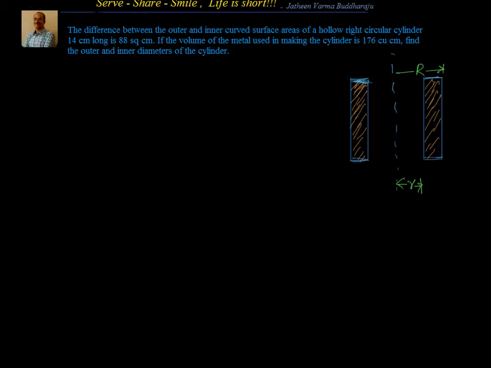So we have two conditions. Let's try to convert them into mathematical statements. Two conditions will give us the values of two variables, that's capital R and small r. The first condition, difference between outer and inner curved surface area. So outer curved surface area is 2 pi R into, we know the height of the cylinder, 14 centimeter, minus inner curved surface area 2 pi r into 14, is given as 88 cm square. This is my first condition.